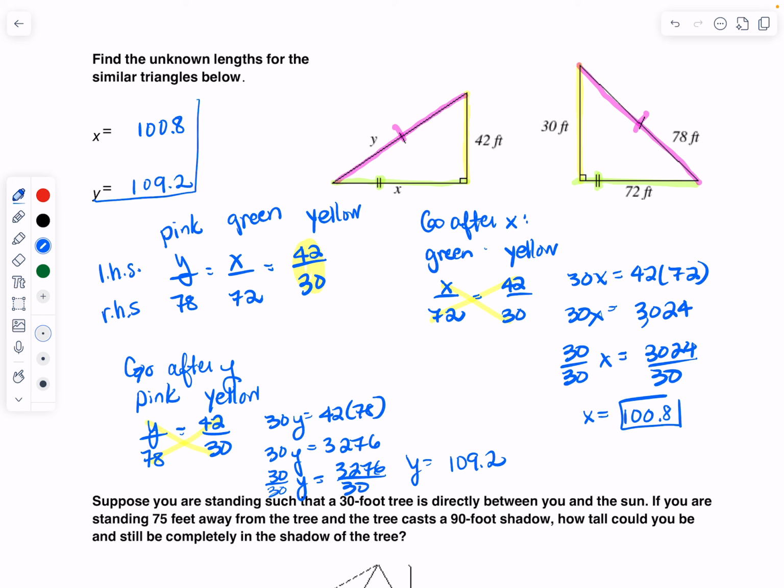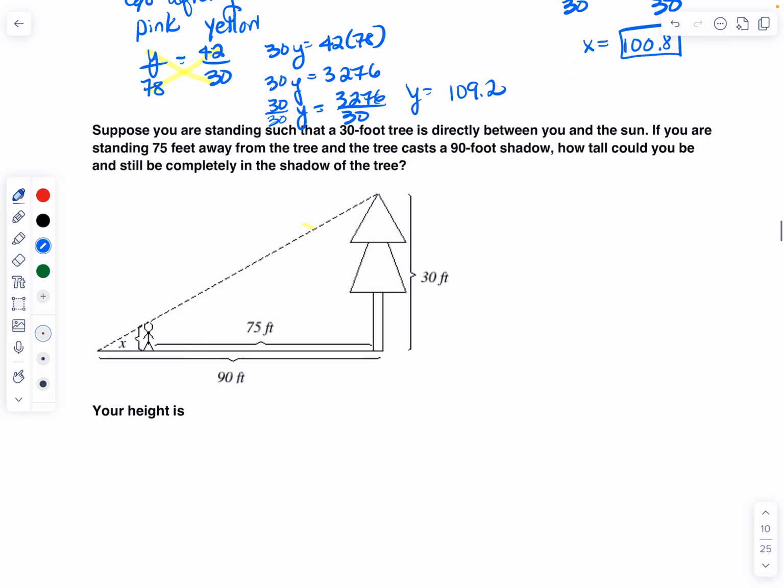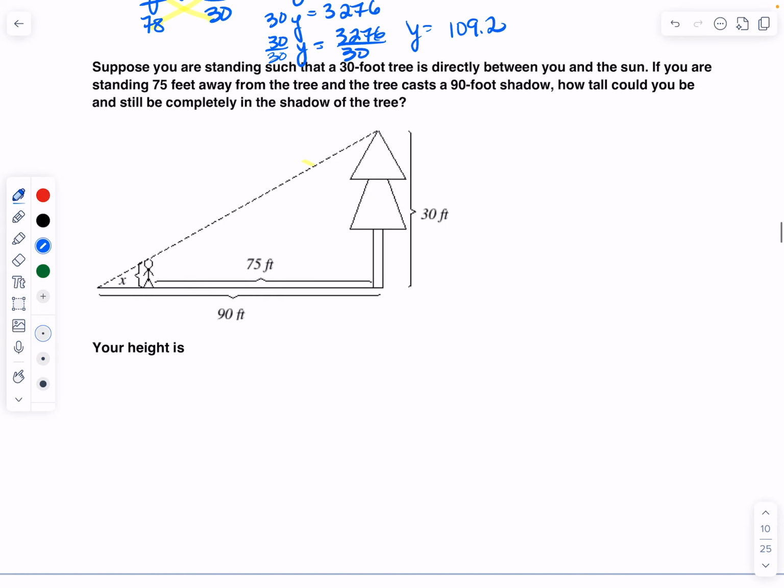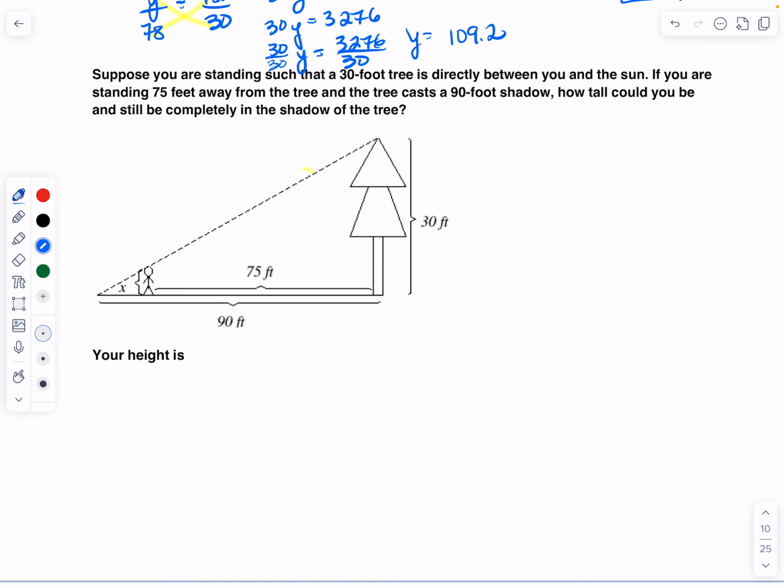Okay, so I just did what they asked me to. I found the length of side x and the length of side y. Okie dokie. I think this is the last problem. So suppose you're standing such that a 30-foot tree is directly between you and the sun. If you are standing 75 feet away from the tree and the tree casts a 90-foot shadow, how tall could you be and still be completely in the shadow of the tree?